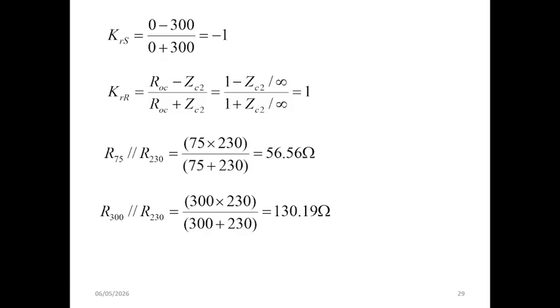Okay, this slide presents the calculation of reflection coefficients and the equivalent resistances, which are essential for analyzing wave behavior at discontinuities in the transmission system. So first, the reflection coefficient at the sending end can be calculated.